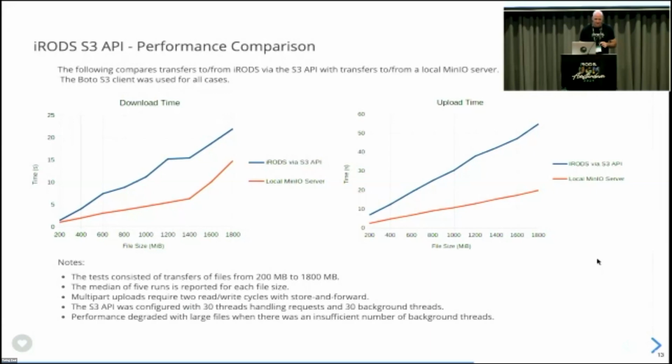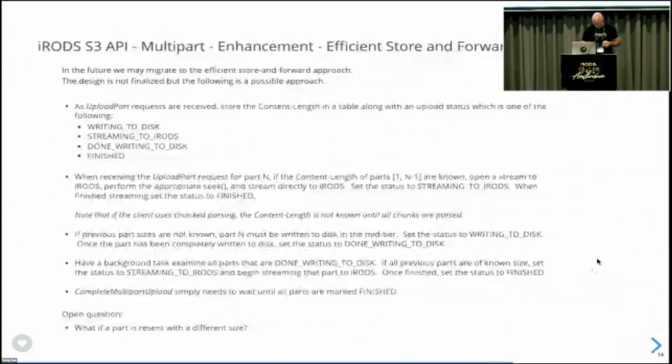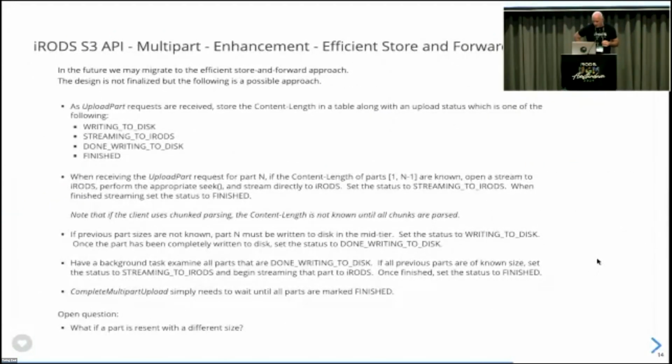The one on the right was totally expected because of the way we've implemented multipart. We knew it was going to be at least twice as slow because of the 2 read-write cycles. Okay, so we do want to enhance the multipart upload.